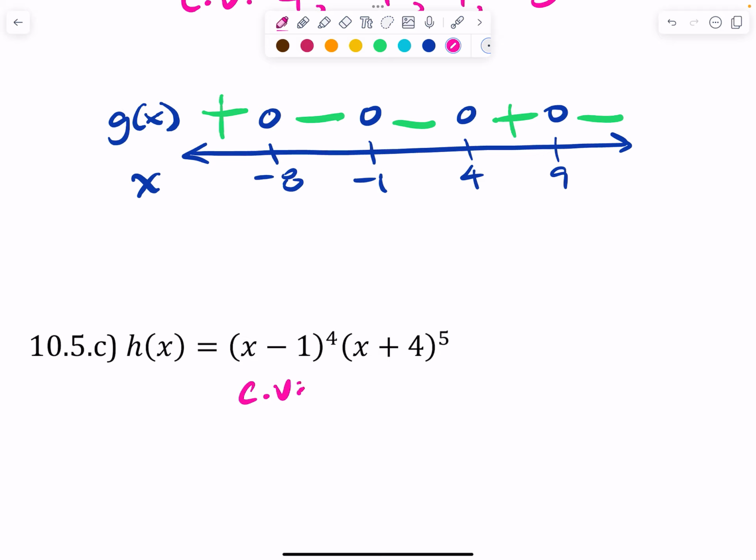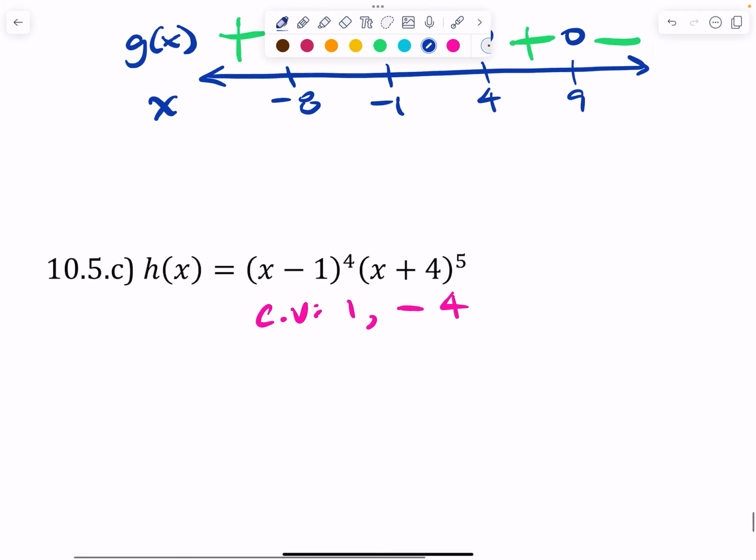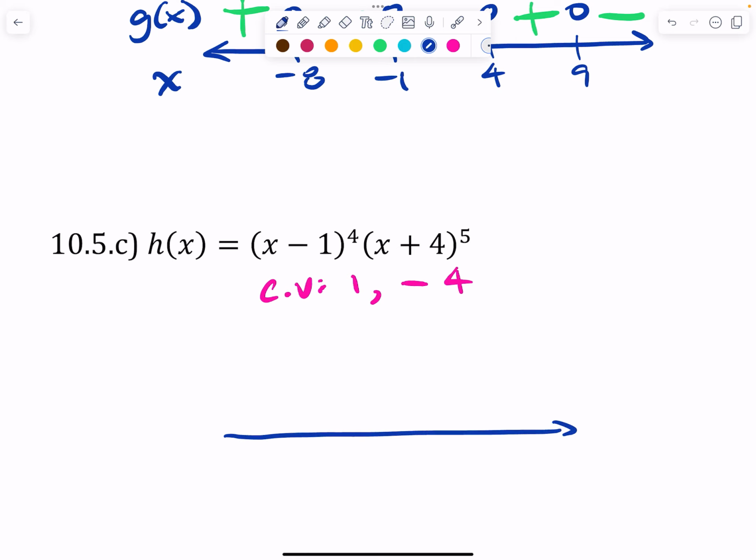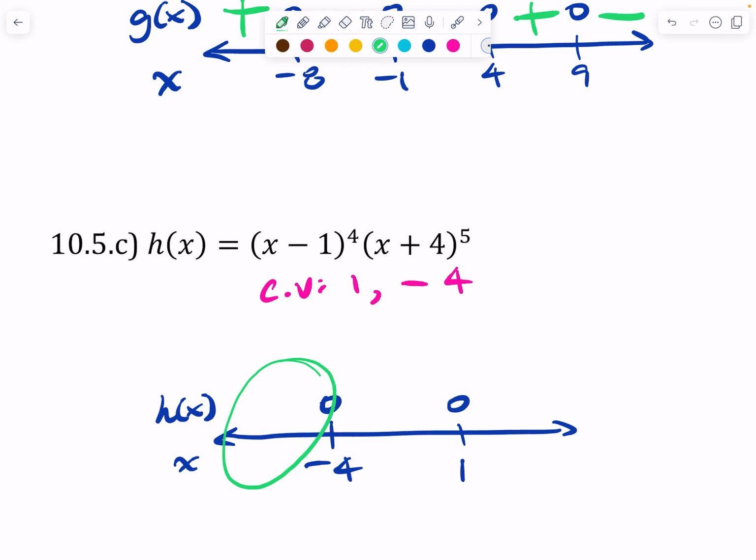So critical values here are 1 and -4. So x versus h of x. Remembering we're putting these on our sign diagram in numerical order because we're not monsters. And testing things. All right, I'm going to test something here. Let's let x be -10. That seems to be a solid go-to. -10 minus 1 is negative, but a negative to the power of 4 is positive.